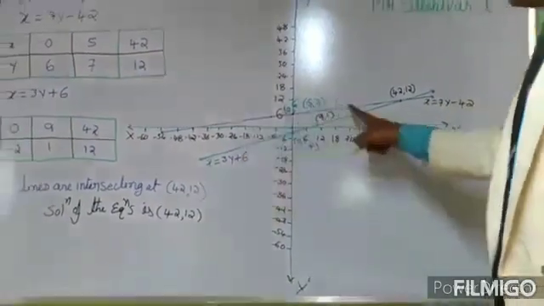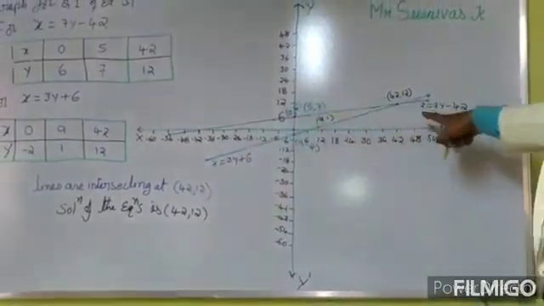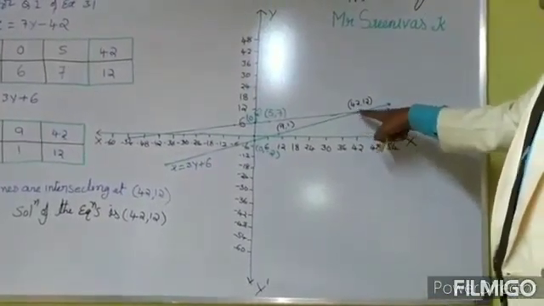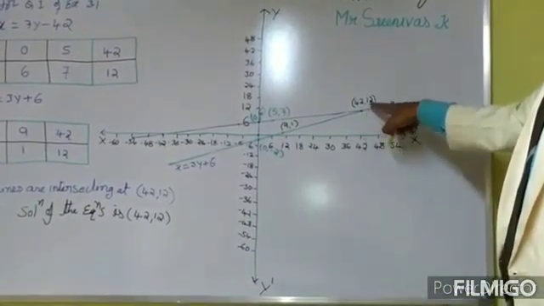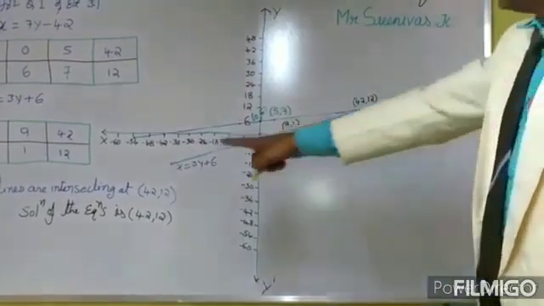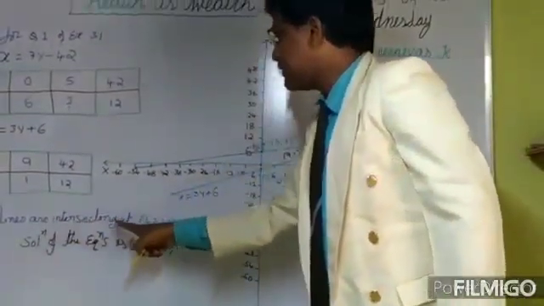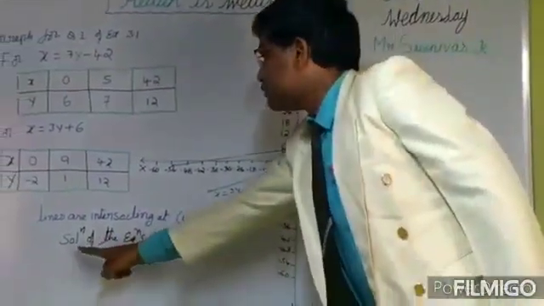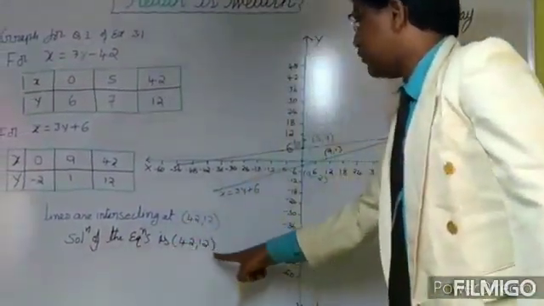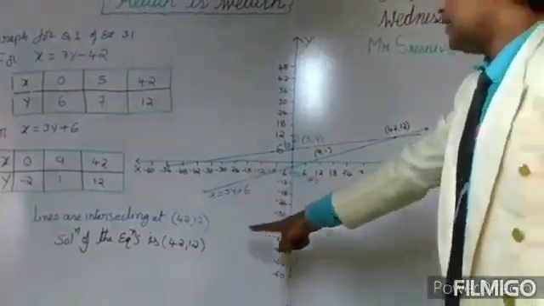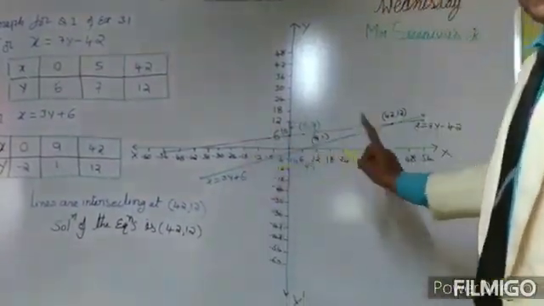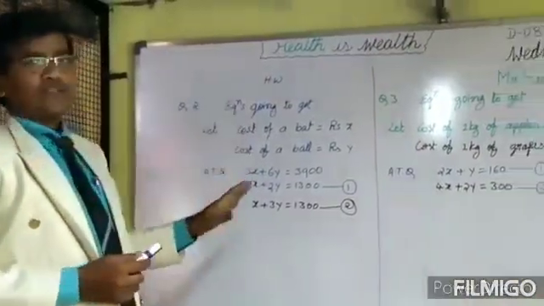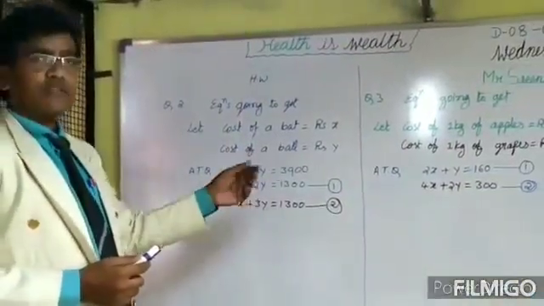So you can observe here that two lines are intersecting at 42 comma 12. I mean it intersects the x-axis at 42 and the y point is 12. So the lines are intersecting at 42 comma 12. Okay. Now the solution of the equations is 42 comma 12. So this is the solution by the graphical method. Okay. See here, question number 1 I solved already with the graph, everything over.